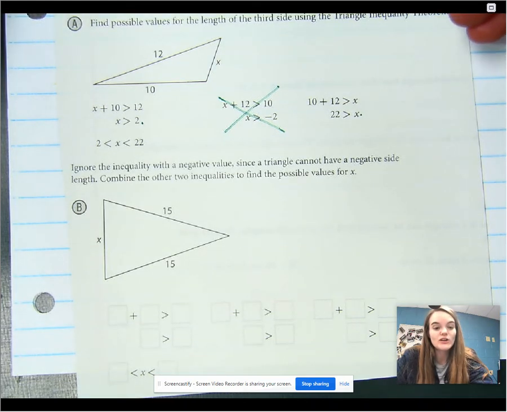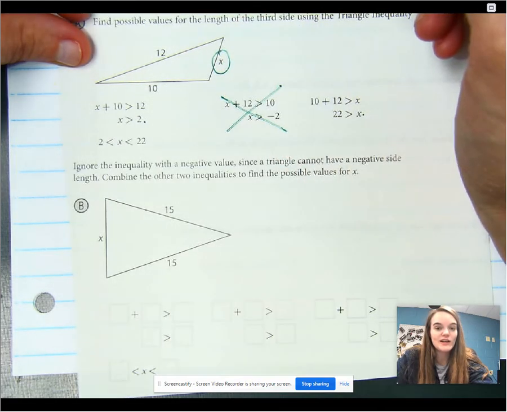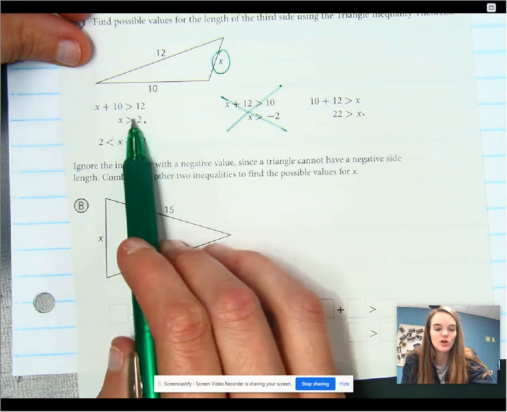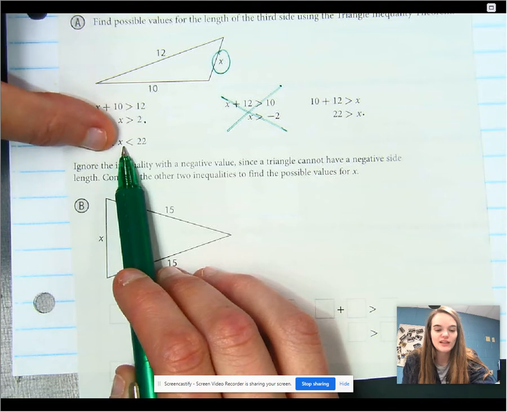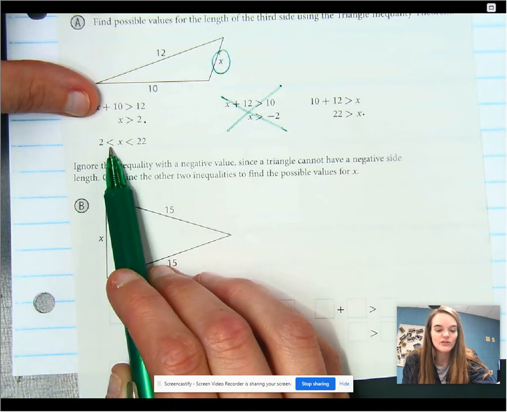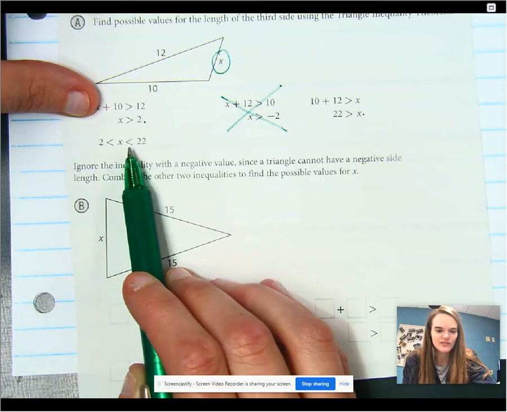The triangle inequality theorem, when you use it to find a side length, you are going to be finding a range of values. You're going to be finding the range of the small number compared to that larger number. So x, the side length, has to be less than 22, but x has to be greater than 2. You write it like this. It is read as 2 is less than x, less than 22.